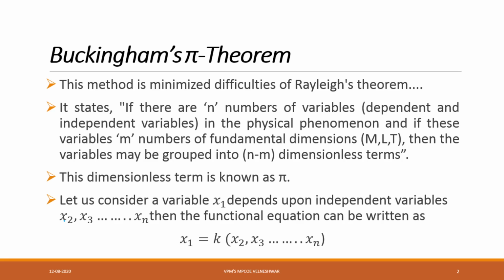Now we have to see the physical phenomenon on these variables of fundamental dimensions. Here, what are the fundamental dimensions we have? Mass, length, and time. These are nothing but fundamental dimensions, and variables are like length, viscosity, density, bulk modulus. Then the variables may be grouped into dimensionless terms. First of all, we will take that one and solve it, and make it dimensionless. The dimensionless term is known here as pi.